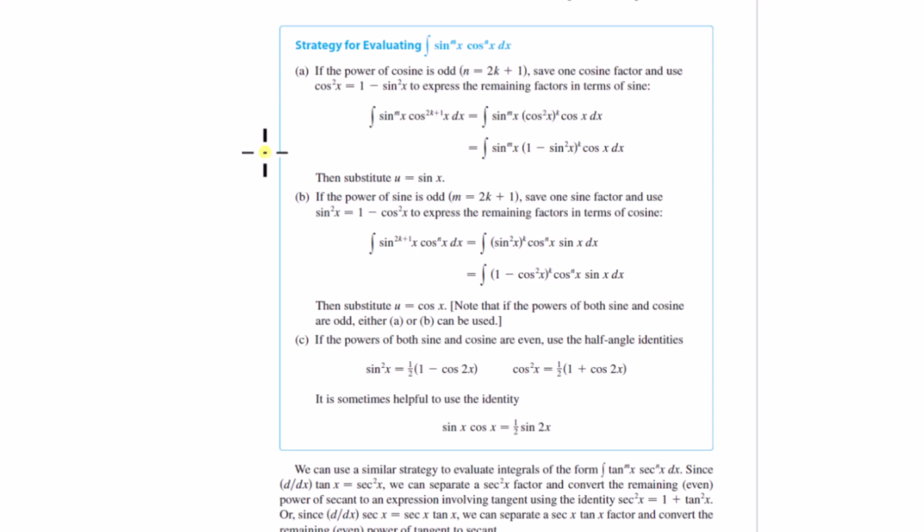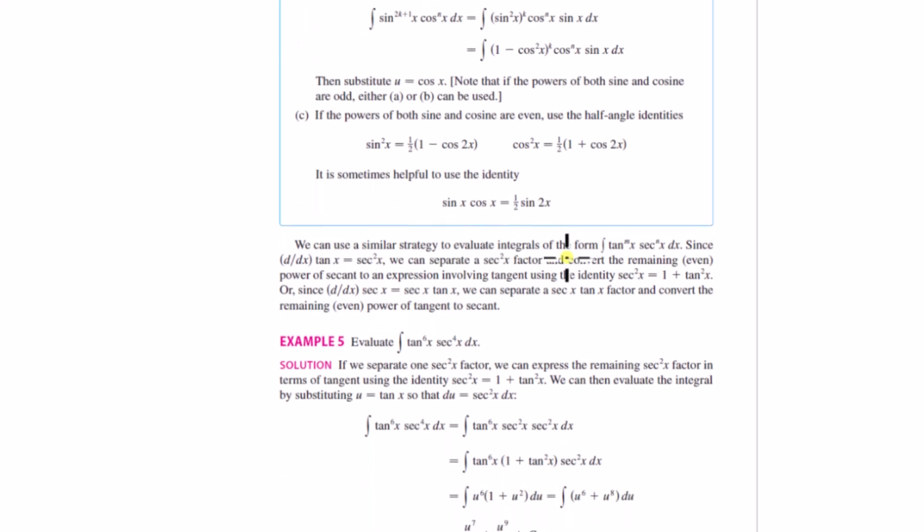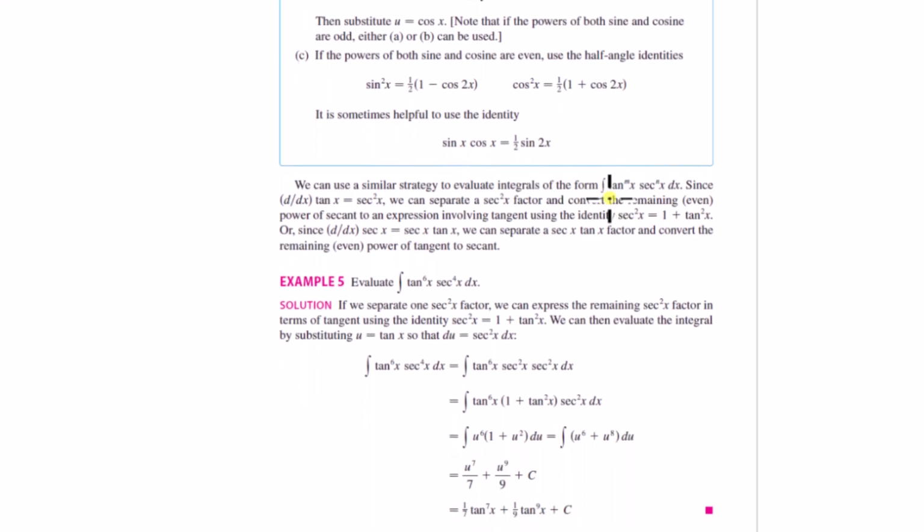Now, if you're multiplying powers of sine and cosine, we talked about how to solve the case where one of those powers is odd and the other is even. It doesn't matter which: the sine power could be odd and cosine even, or cosine power odd and sine even. But that's it, though. We didn't talk about cases where you're multiplying powers of sine and cosine and both are even or both are odd. But we'll talk about that in a little bit. All right, we can use a similar strategy to evaluate integrals of the form tangent to some power of x times secant to some power of x.